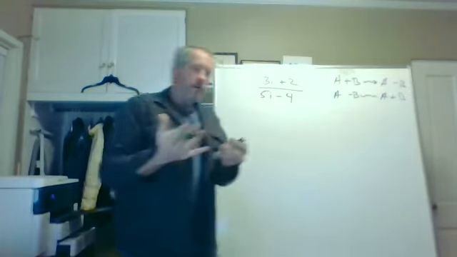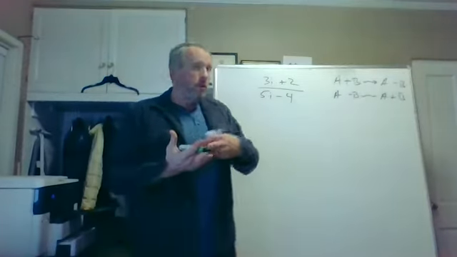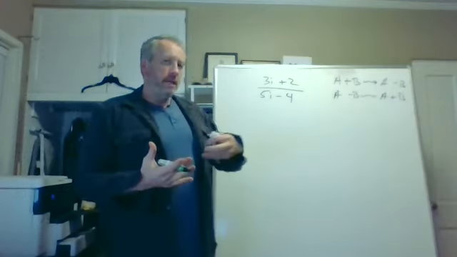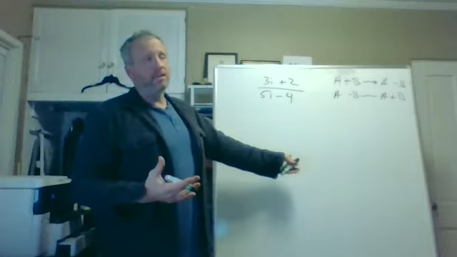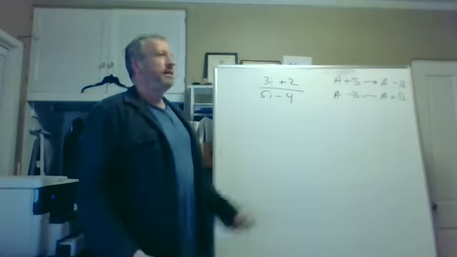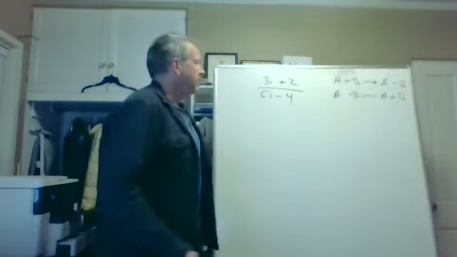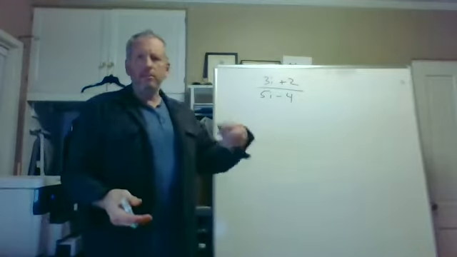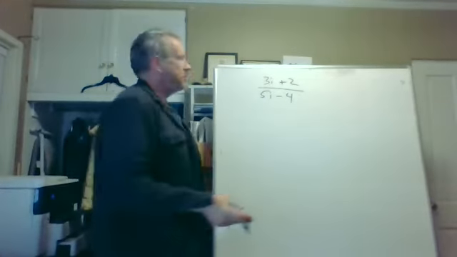So something has to be a conjugate relative to something else. You can't have a conjugate all by itself. This is a conjugate of that. Remember we did conjugates in terms of special products: a plus b times a minus b is a squared minus b squared.